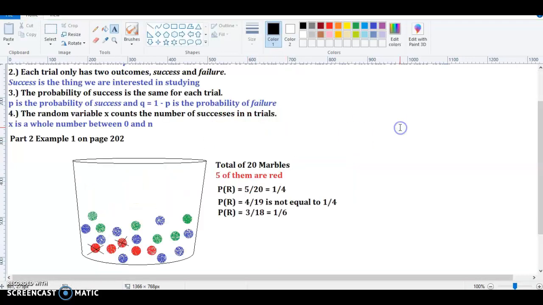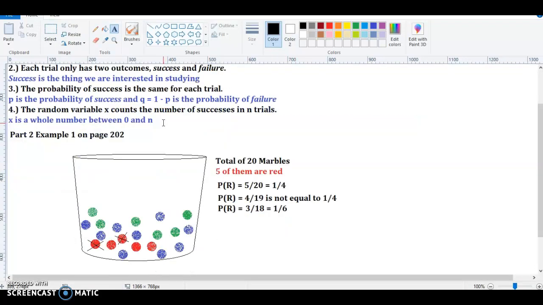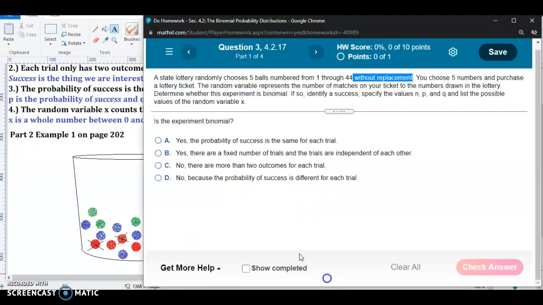And remember, one of the conditions was that the probability of success must stay the same. Because we're selecting these marbles without replacement, the probability of success will change from trial to trial. So to answer the question, the answer is no, because the probability of success is different. Read the answer choices carefully and then select the best answer choice.